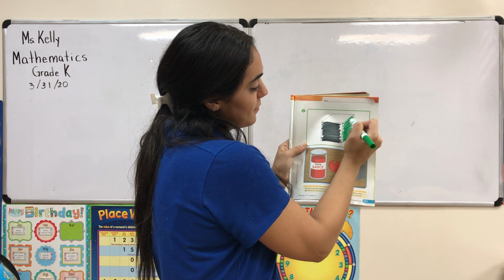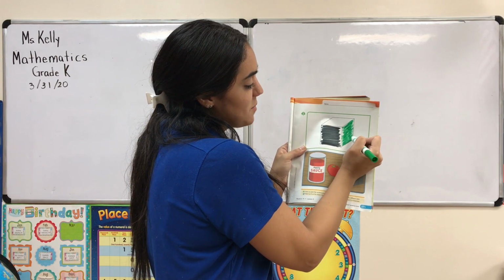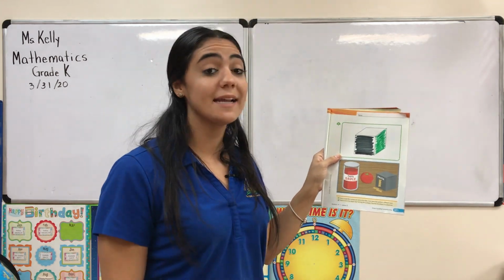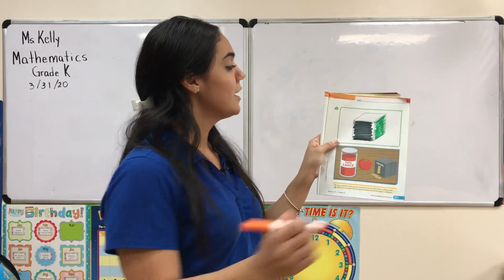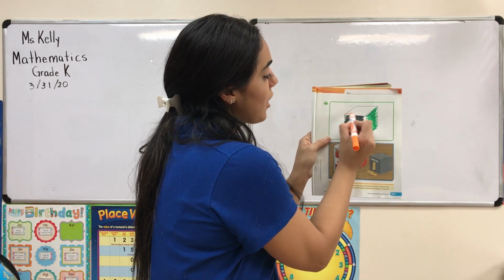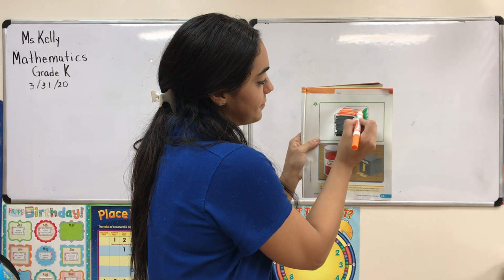Nice and neat. As best as you can, stay inside those lines so that they're nice and neat. Grab your third color, come up to the top, and go ahead and shade it in.